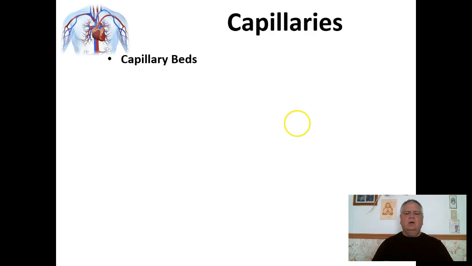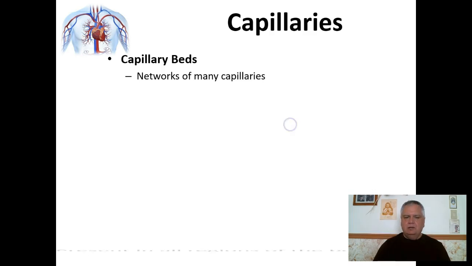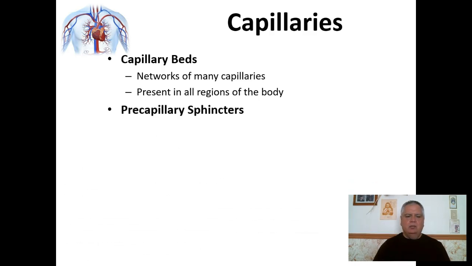Okay, continuing with our look at the capillaries then, next up we'll talk a little bit about capillary beds. Capillary beds are networks of many capillaries. Capillary beds are present in all regions of the body. And so, like my fingers, instead of having a single capillary that runs through a tissue, generally what we're going to have are beds of capillaries that run through the tissues and provide blood into those tissues and drain blood from the tissues. So these are referred to as the capillary beds.